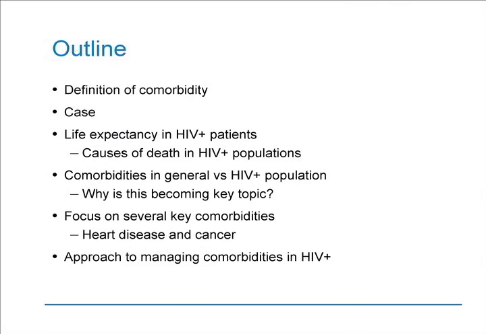The overview of topics I'll be covering is shown in this slide. Highlights are that I'll try to define the term comorbidity. This will be a case-based discussion, talking about life expectancy in HIV-positive patients compared to the general population, focusing on several key comorbidities, particularly heart disease and cancer, and an approach to managing those key comorbidities.